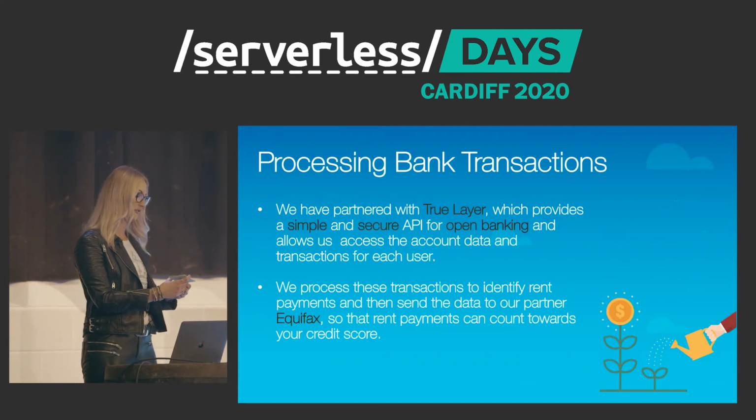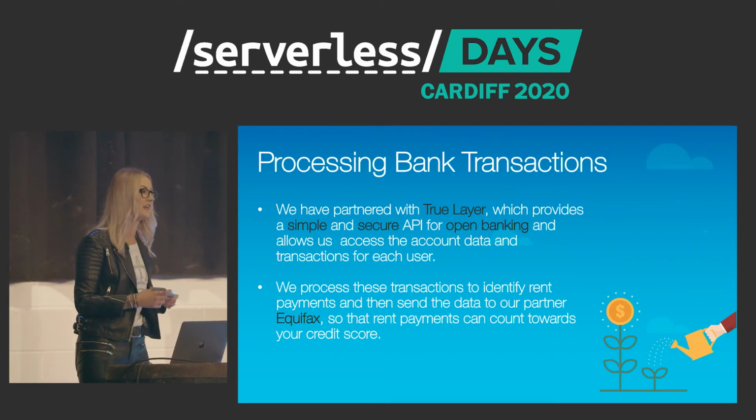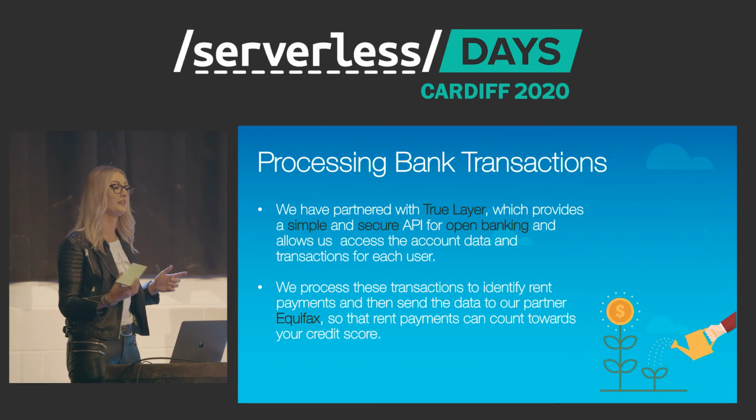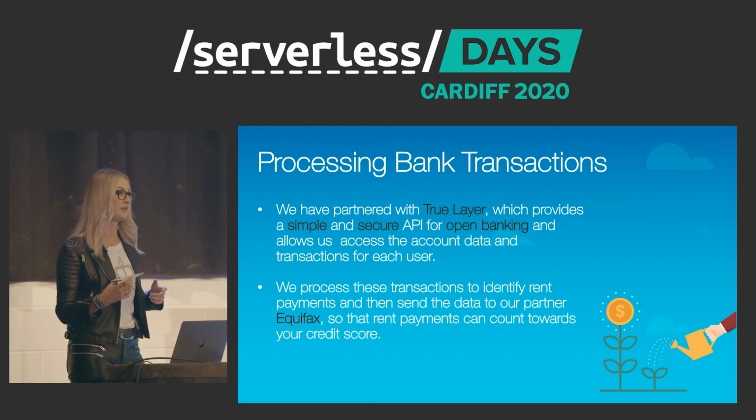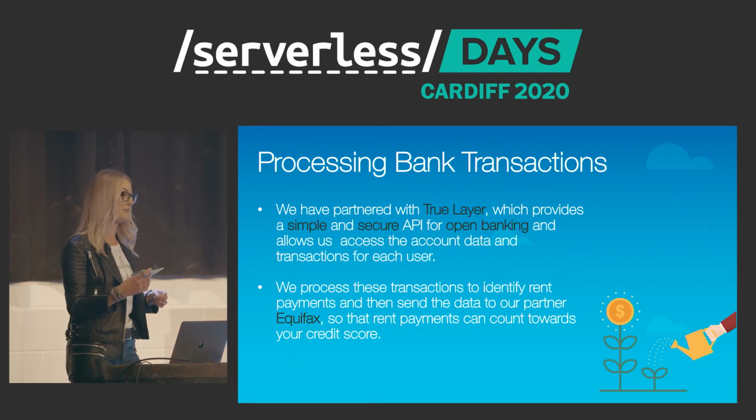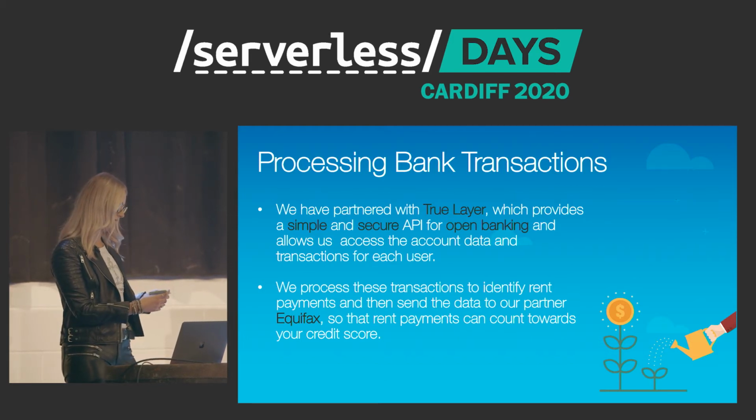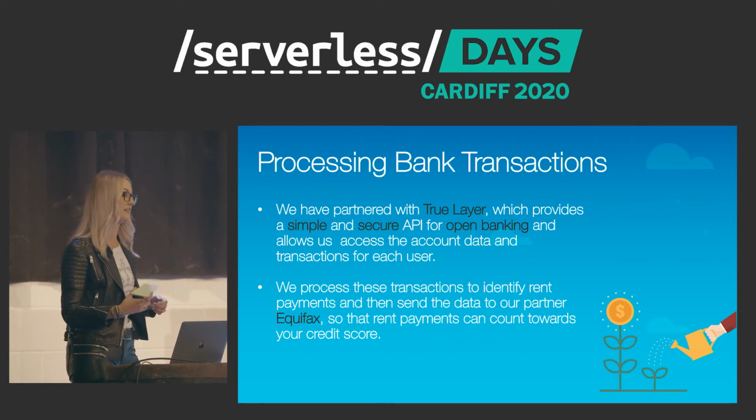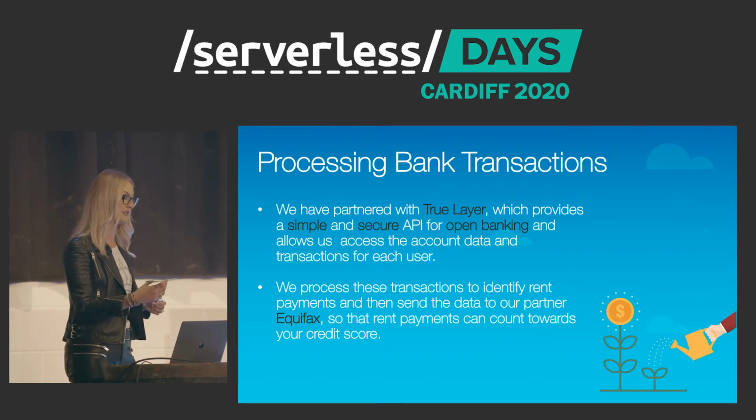So, with the main function of the app being to allow renters to have their rent payments count towards their credit score, we had to have access to their bank account transactions. And so from day one, we had to make sure that the system was secure. For this, we use TrueLayer, which provides a simple and secure API for open banking and allows us to access the account transactions using secure tokens. Our system then processes these transactions to identify rent payments and sends the data to our partner Equifax so that your rent payments can count towards your credit score. These processes are triggered using daily CloudWatch events.